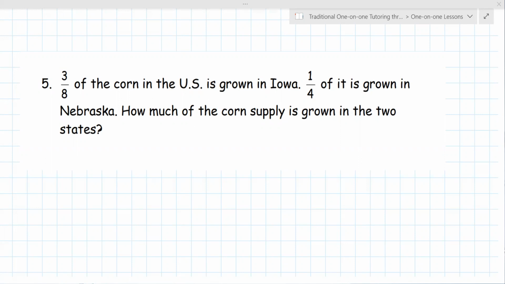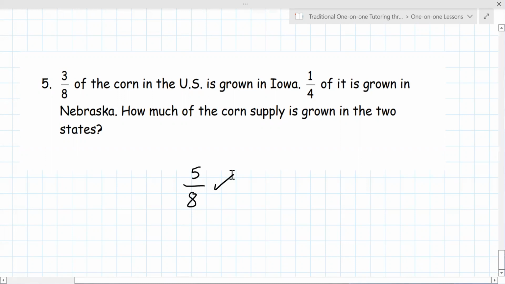Is it 5/8? Yes. Okay, very good. And that can't be reduced either, right? That's it. Yeah, because there's nothing that goes into both 5 and 8. The only thing that goes into 5 is 1 and 5.